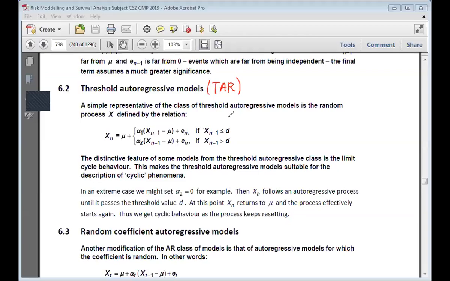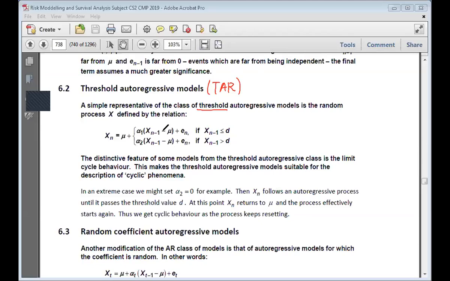So for this example, they have defined the threshold as d here. And what they are saying is that the coefficient for xn minus 1 here, if my xn minus 1 is less than or equal to d, is alpha 1. But if it is greater than d, then it is alpha 2. Here I think they have used the same equation for the case where it exceeds the threshold value, but it need not be the case.